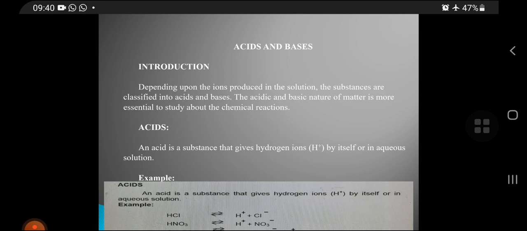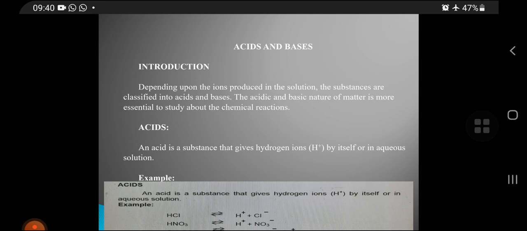Just to recall the points. The general introduction: acids and bases depend upon the ion produced in the solution. What kind of ion will be produced in the solution? Positive ion or negative ion? This is the general introduction.